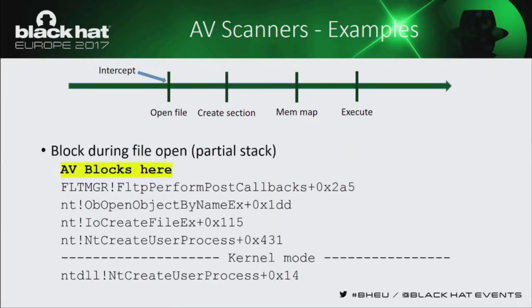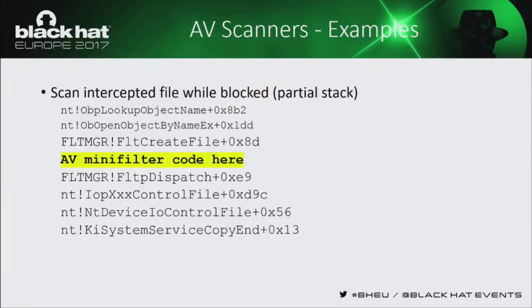So in the first example, we can see that the execution is blocked during NT-create process just before the file is opened. Here, an antivirus in the mini filter callback blocks the execution. And while it's blocked from the other process, usually it's antivirus process, it tries to scan the file by reopening it. We can see from this example that the file is opened by file name.